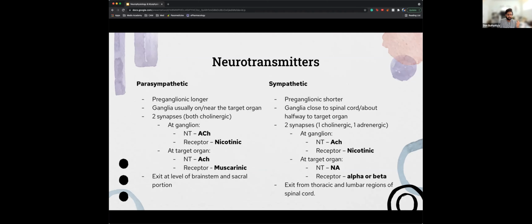Now, it's very important to know what happens at the ganglions and at the target organ in terms of the synapses. So at the ganglion for parasympathetic, our neurotransmitter is acetylcholine, but our receptor is a nicotinic receptor. At the target organ, our neurotransmitter is acetylcholine again, and our receptor is muscarinic. The parasympathetics exit at the level of the brainstem and the sacral portion, so from our craniosacral area. Whereas our sympathetics, like I said earlier, the preganglionic is shorter, and the synapses are cholinergic and adrenergic.